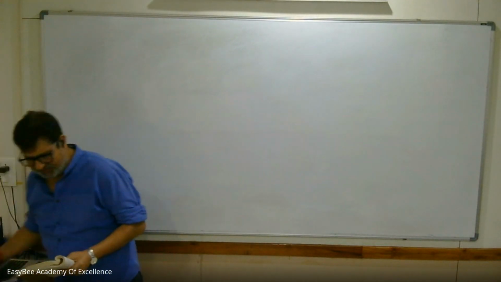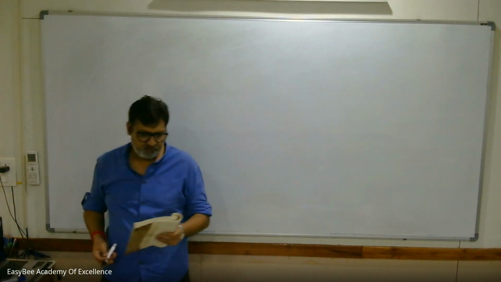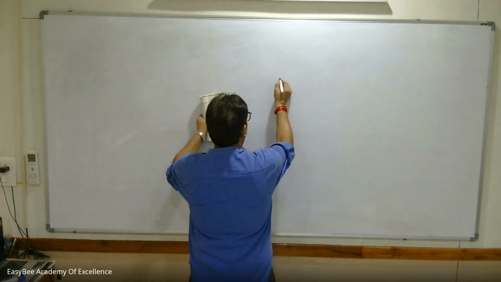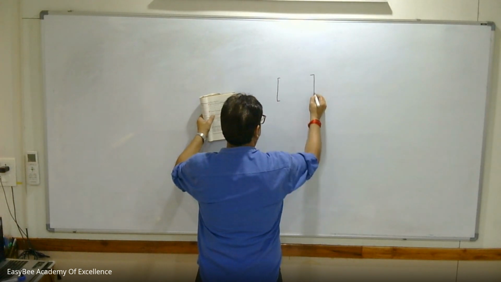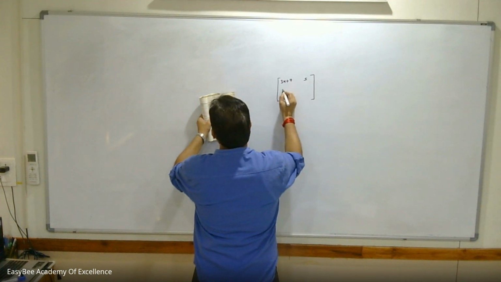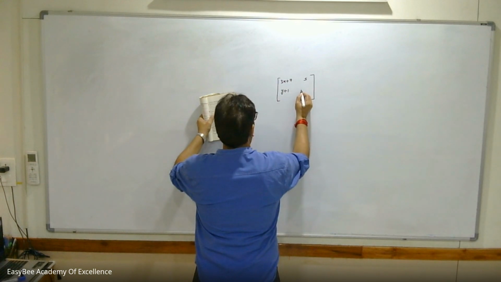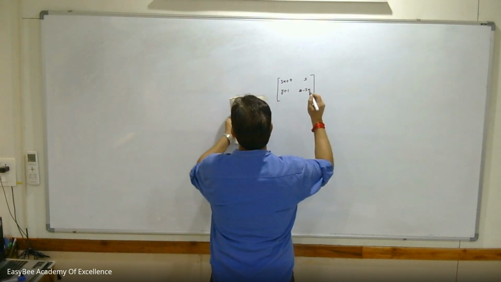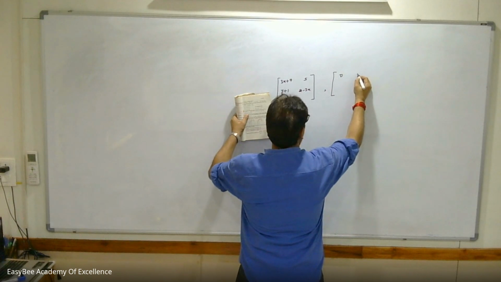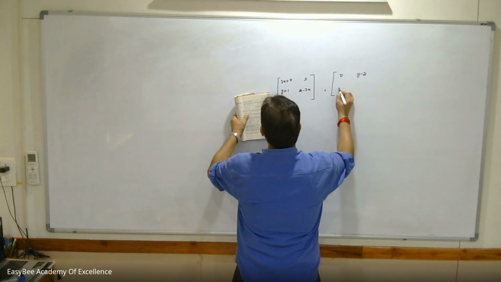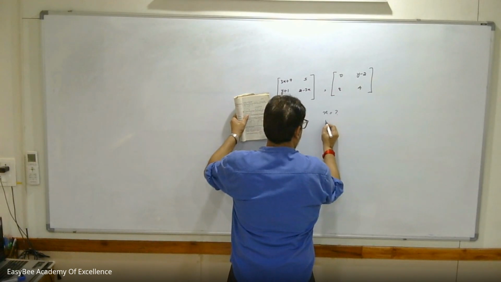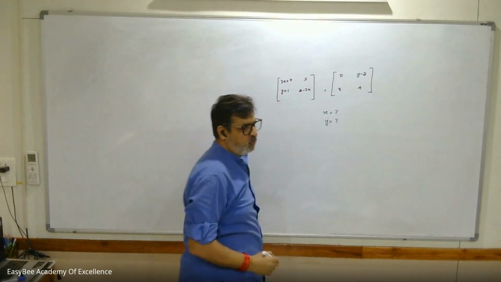So what does question number 9 say? Which of the given values of x and y make the following matrices equal? Now we are given two matrices: 3x plus 7, 5, y plus 1, 2 minus 3x. And we have another matrix: 0, y minus 2, 8 and 4. We want certain values of x and y such that the two become equal.